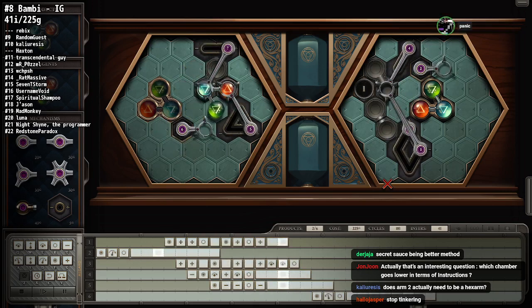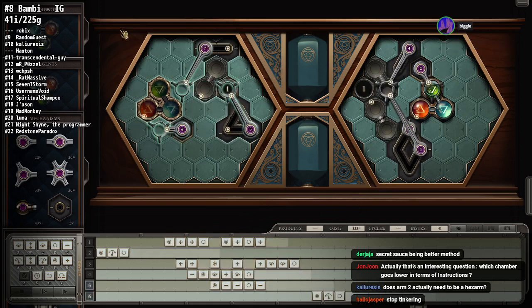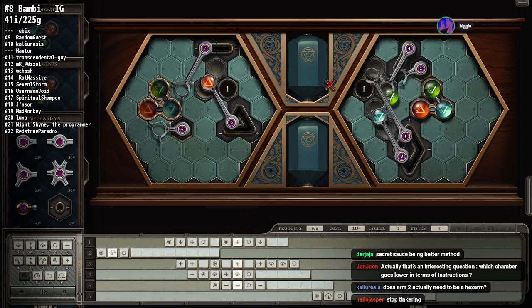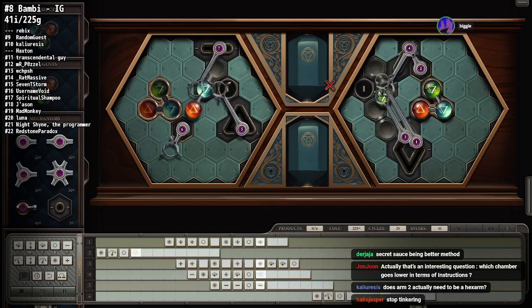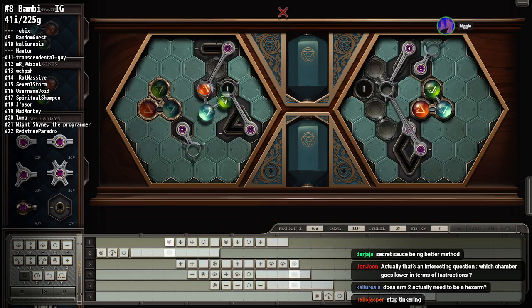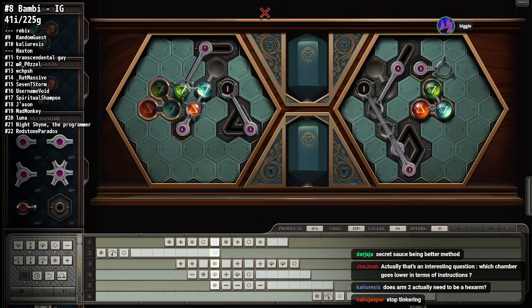So we do have a deadline arm here, Arm 6. Deadline arms are powerful. How many instructions is this right chamber? Oh, Arm 7 has 2 grabs, compared to 16. Yeah, so 16 for the assembly chamber is the same number I have.